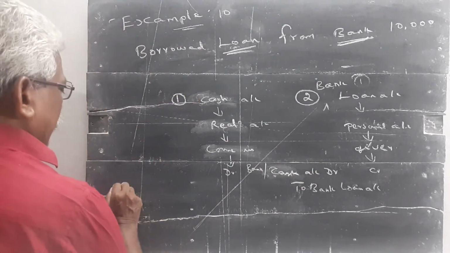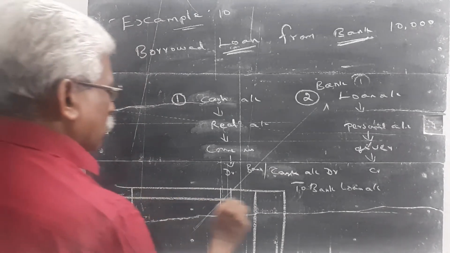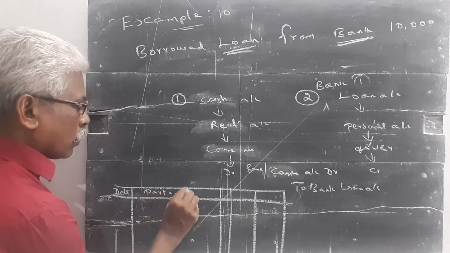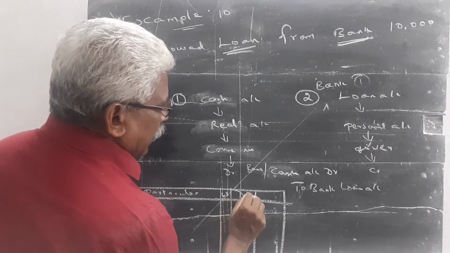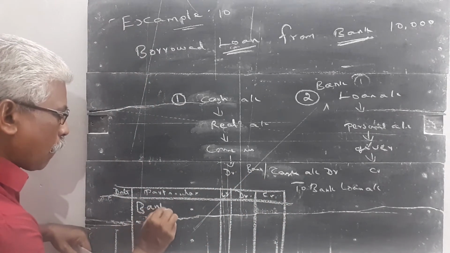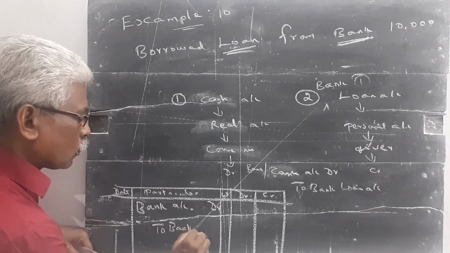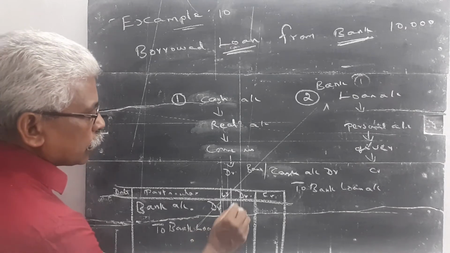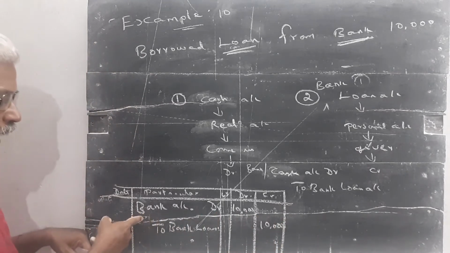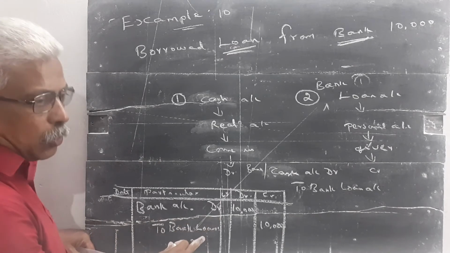Okay, then how do you write it in the journal? Date, particulars, ledger folio, debit and credit. First the debit aspect is entered: bank account debtor to bank loan account, 10,000. Here also 10,000. If you write cash, it is also correct, you will get full marks: cash account debtor to bank loan account.